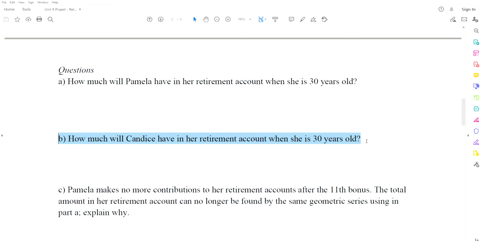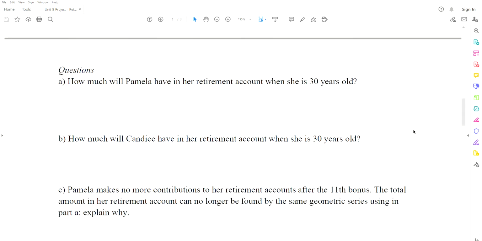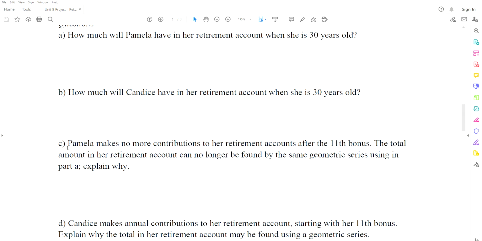Question B. How much will Candace have in her retirement account when she is 30 years old? Well, let's look back at the first page. Candace spends from 20 to 30 traveling the world and enjoying her bonus. Cool, good for her. Then on her 30th birthday, she's like, oh, I should probably save some money for retirement. So she decides to stop traveling the world with that money and starts putting into a retirement account on her 30th birthday. So you're just answering how much she has in her retirement account on her 30th birthday. This one, no math involved, just critical reading skills.